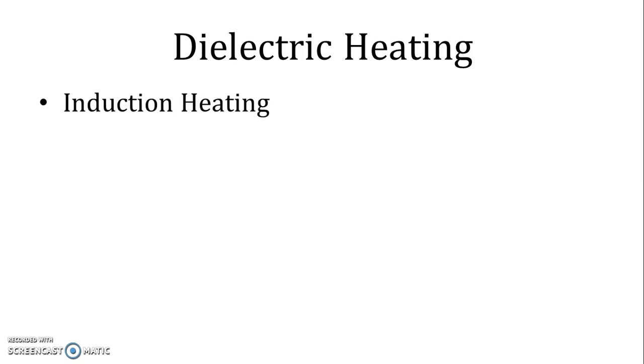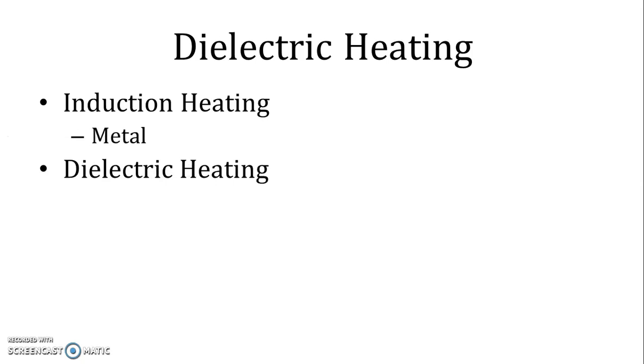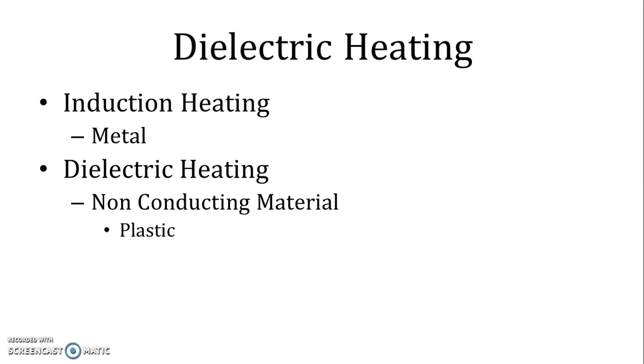We know that we have two different types of heating possible. One is induction heating and another is dielectric heating. In case of induction heating, we know that it can be used only for metallic parts. But in case of dielectric heating, we can use it for non-conducting material, for example, plastic, rubber, wood, glass, etc.